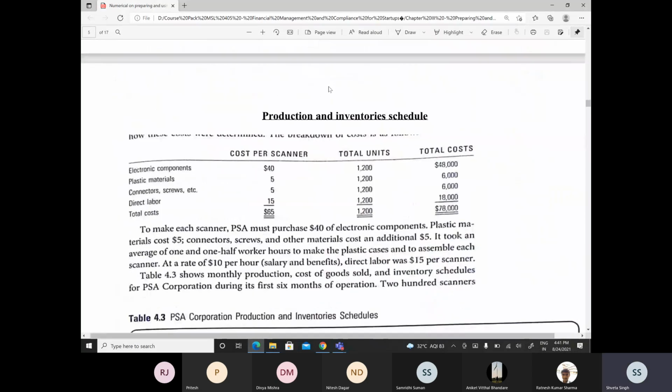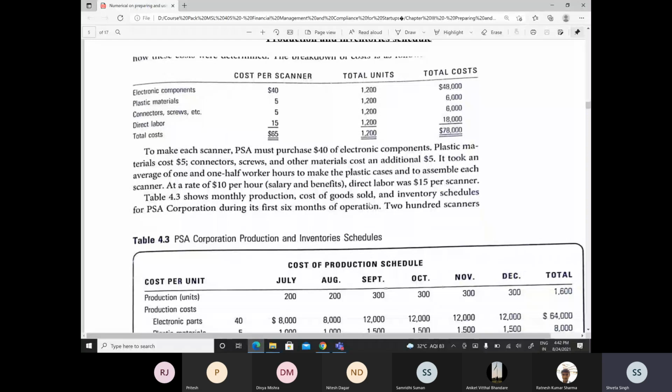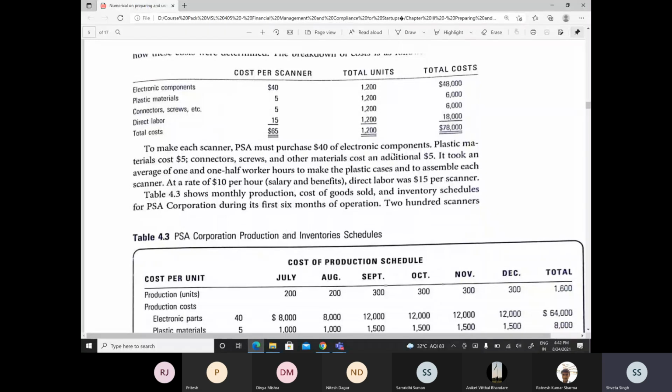Now we should also see how the production and inventory schedules are made for each startup so that they know how much they are producing, how much they are spending for each scanner. Okay, so let us look at this. To make each scanner, PSA must purchase $40 of electronic components. Plastic material cost $5. Connectors, screws and other materials cost an additional $5.